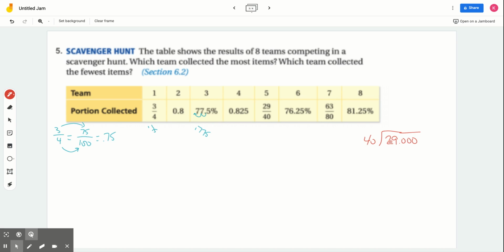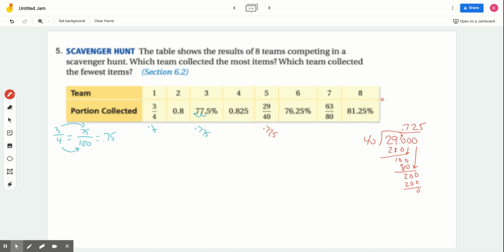As I divide, I know that 40 can't go into 2 or 29. It can go into 297 times. 7 times 40 is 280. Now, 40 can go into 100 2 times. 40 times 2 is 80. When we subtract, we can find that 40 can go into 200 5 times. 40 times 5 is 200. I can bring that decimal point straight up. So my decimal here is 0.725.